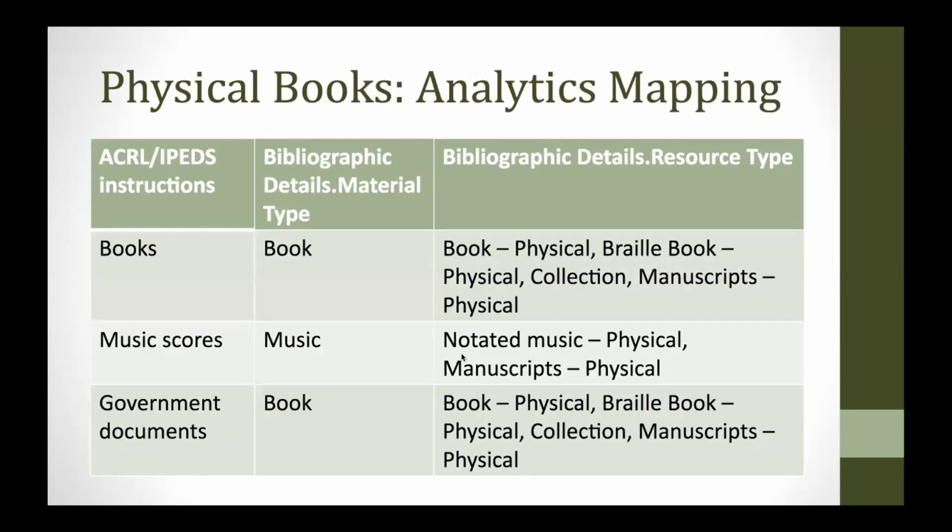So here's how we parse this out. For books, this is going to be bib material type of book, as well as for government documents. Music scores have a material type of music. And then you can see over here in this third column where we've listed the associated resource types.